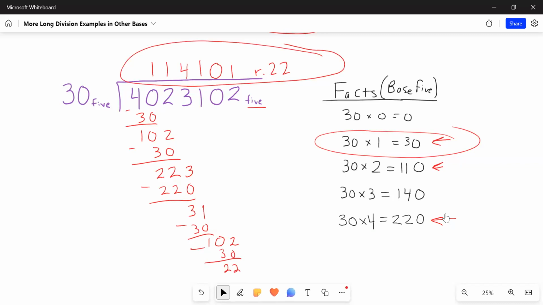Make sure that your remainder never exceeds your divisor. If that happens, you know you have a problem. So I hope these examples can help you along with the homework and learning a little bit more about long division in other bases.